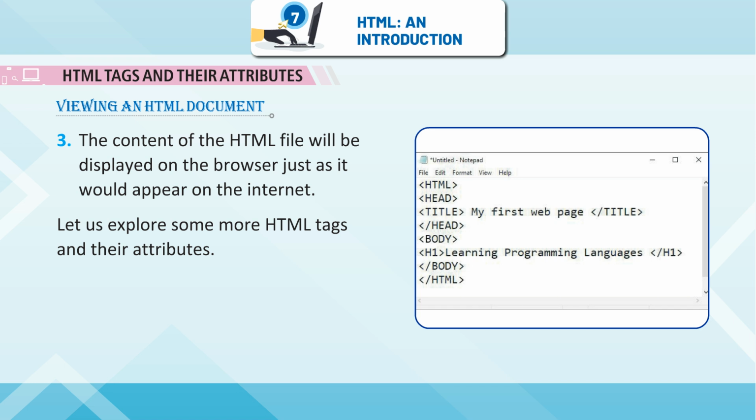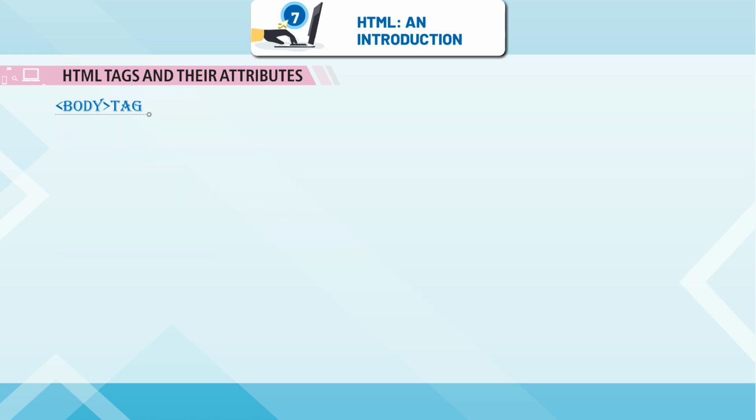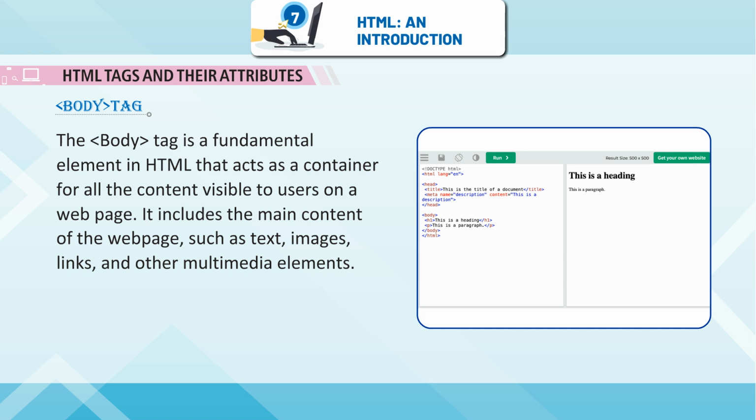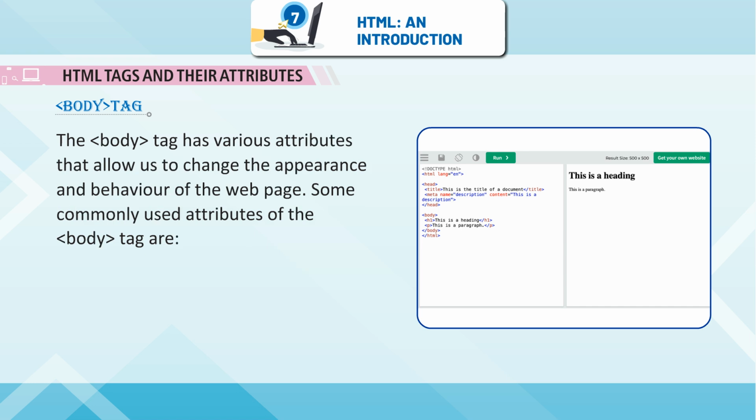Let us explore some more HTML tags and their attributes. Body tag. The body tag is a fundamental element in HTML that acts as a container for all the content visible to users on a web page. It includes the main content of the web page, such as text, images, links, and other multimedia elements. The body tag has various attributes that allow us to change the appearance and behavior of the web page.